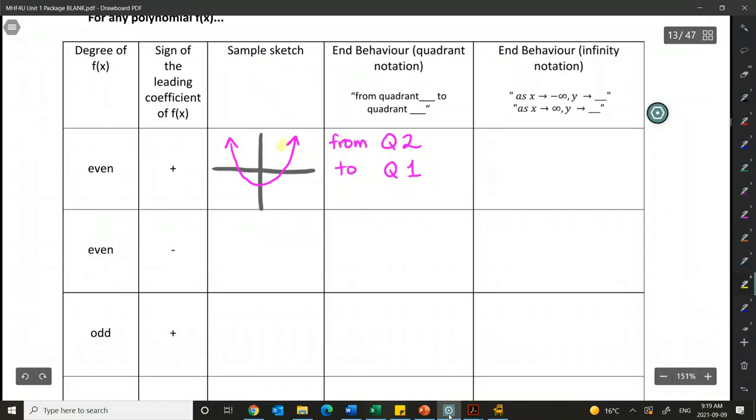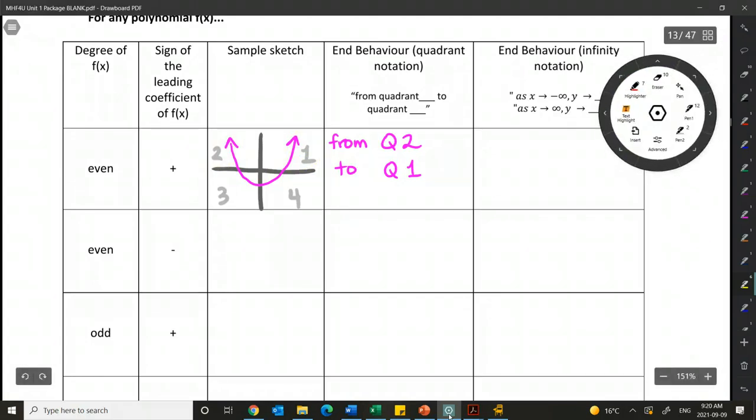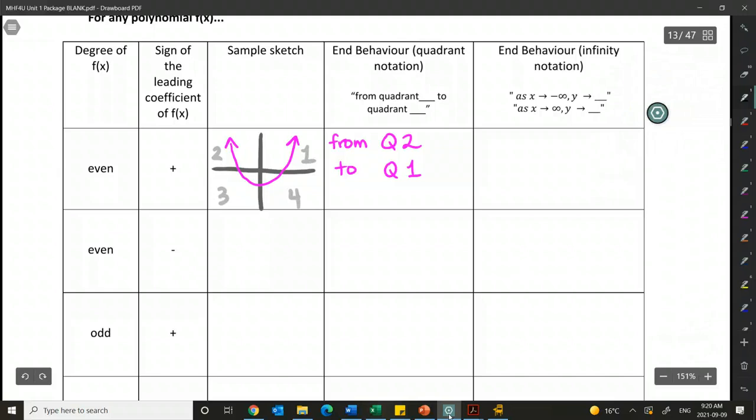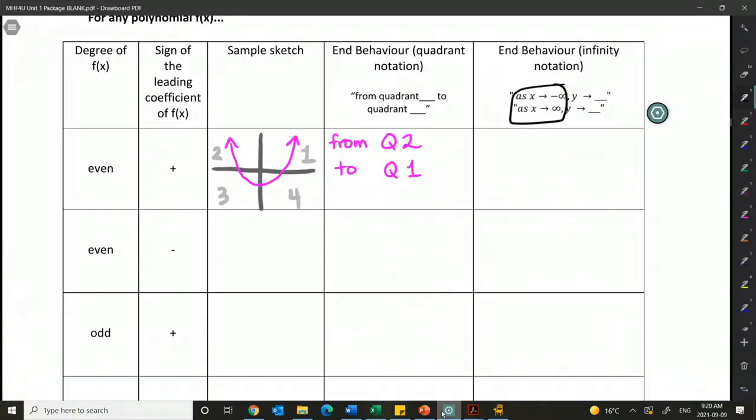Okay, and that's because we have quadrants 1, 2, 3, and 4. So we can see that our ends here are going from 2 to 1. For our statement of end behavior, this is a good little review from last time, just to remind ourselves. We always have this, no matter what. We will have, as x approaches negative infinity, because we want to say what the left end does, and we will always have, as x approaches positive infinity, so that we can say what the right end does.